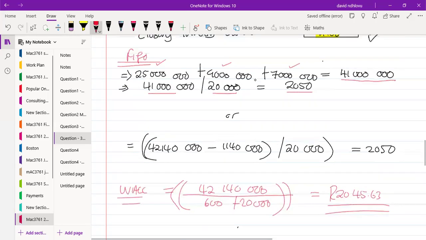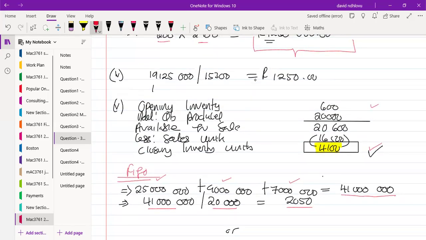4.1. Where did we get that figure? We already calculated this one, né? So it doesn't change. Okay, thank you. Sharp, sharp.